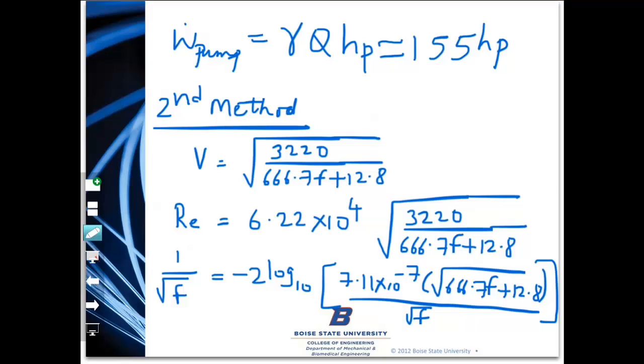If you use some kind of iterative scheme, which I did, I got f to be 0.0122, which is close enough to our initial guesses. So again, you'll end up with the same velocity. You can then determine W pump as well. So this is one of those problems where you have to do a little bit of iteration.